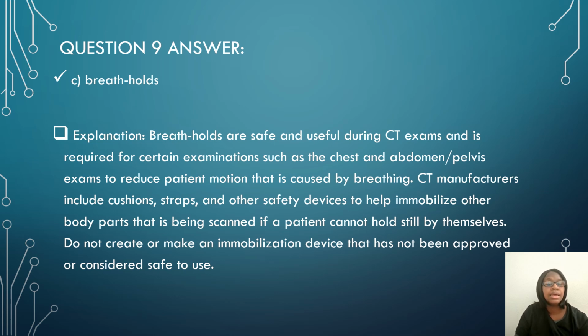whenever they do have to hold their breath. But also, if you do have to stabilize a patient's head or arms, you can use the kind that is made by or came with the facility, meaning you use the machine's cushions, straps, or any other safety devices. You cannot take Coban or your own sheet and wrap a patient's arm or head with that because that's not safe. So just use what came with the machine to create a safe environment for the patient if you have to immobilize them.